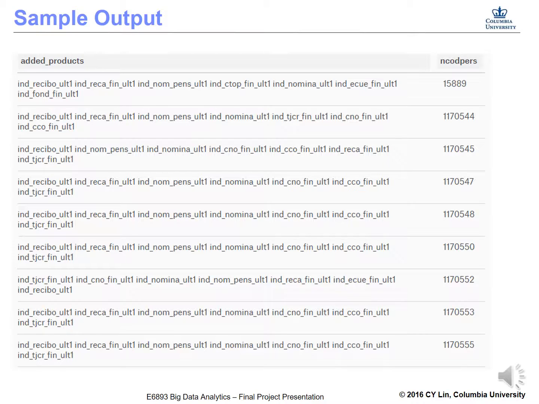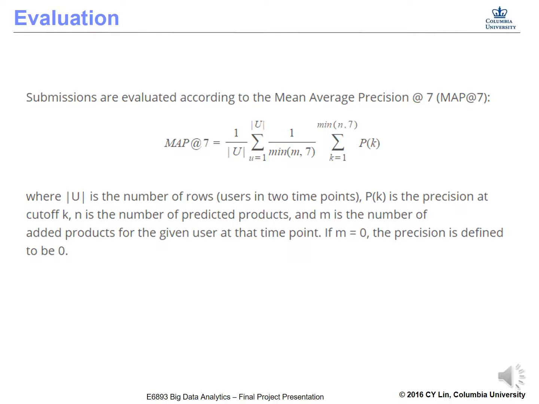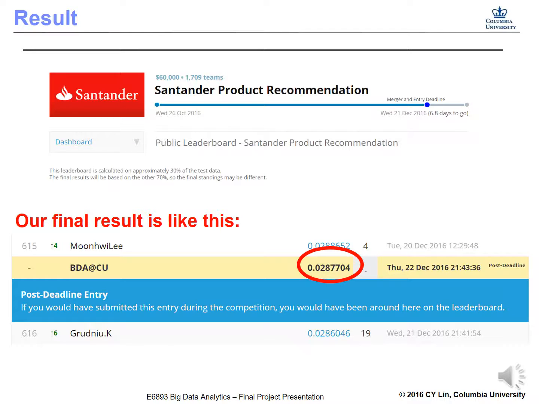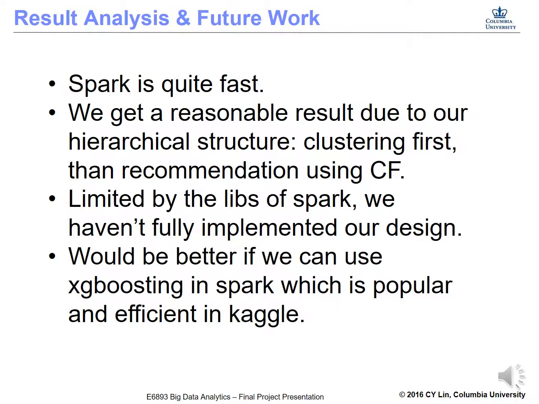And here's our sample output for each ID. We gave them 7 recommendations. Our evaluation used the mean average precision at 7, and here's our result. As you can see, we got about 0.028 precision at last, and among all of the 1,700 teams, we are ranked around 600. We think we got a reasonable result due to our hierarchical structure.